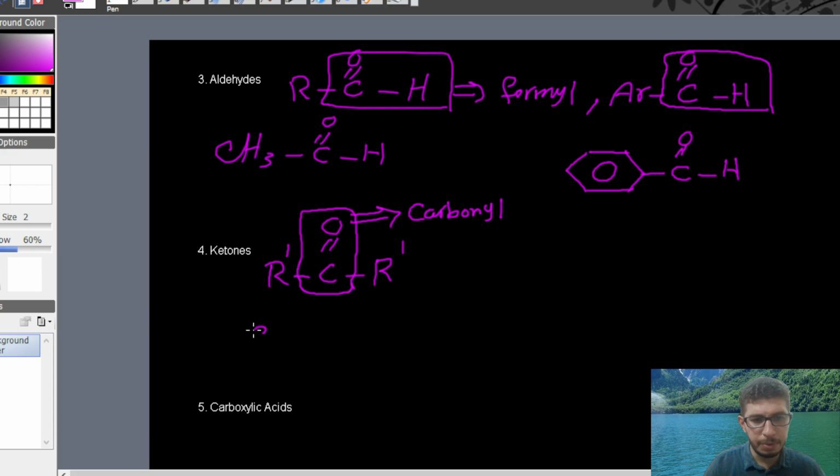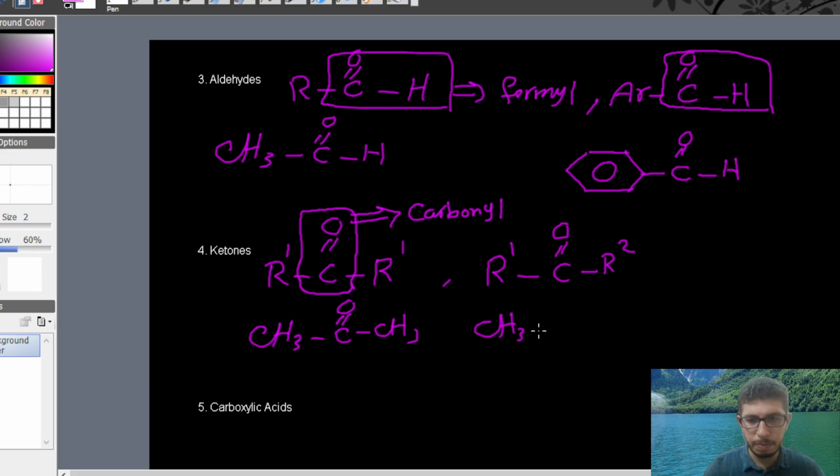Okay. Let's take an example. Something like this, CH3, C double bond O, CH3. This is actually acetone. It could be something like the R groups are different. So R1, C double bond O, and R2, we talk about something like a methyl group on the left and an ethyl group on the right, right? Okay. It could be an aryl group on the left and alkyl group on the right, no problem. So let me draw it. Aryl group, aryl group here. So it could be something like this, right?